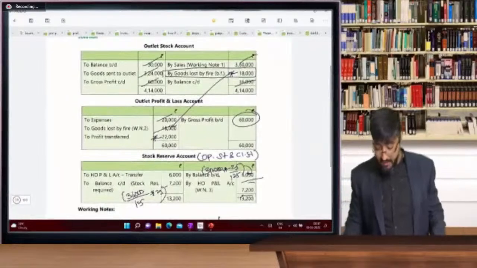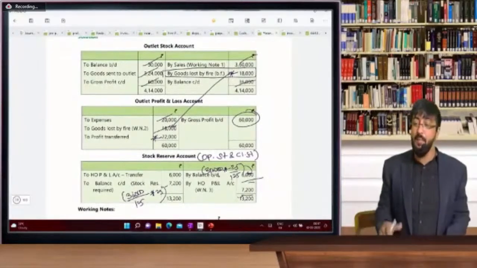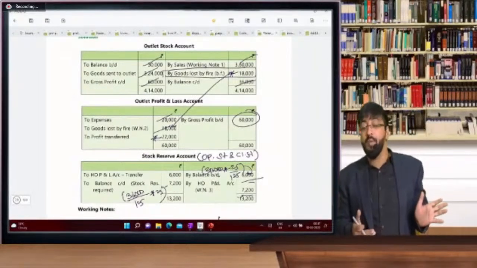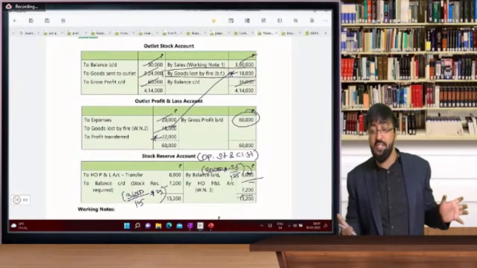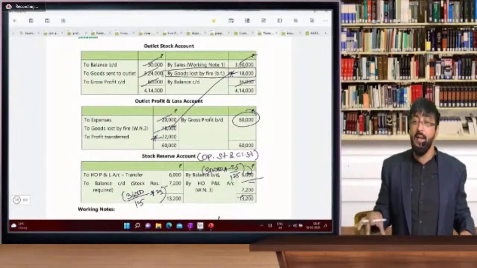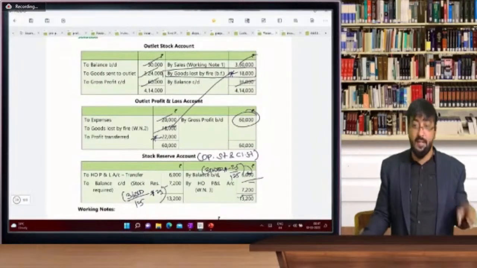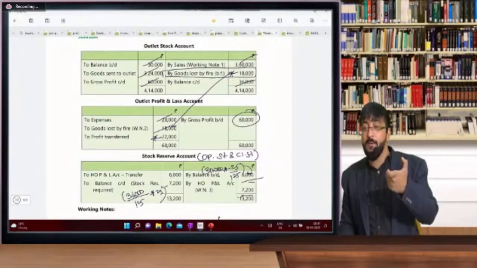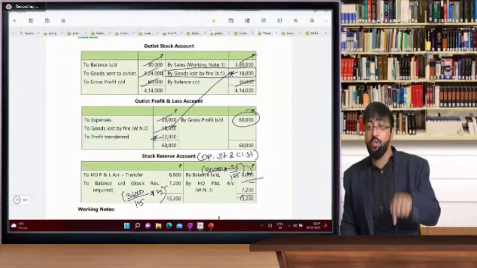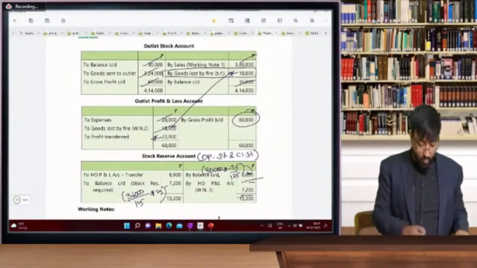Yes, so balancing figure in this question. This is similar to ILU 5, but in ILU 5 you are getting the balancing figure some different amount. That is the gross profit say closing stock. So closing stock is a balancing figure in ILU 5, and in ILU 8 goods lost by fire is a balancing figure. So make the difference. ILU 5 and ILU 8 are similar. Only the difference is that in ILU 5 closing stock is a balancing figure, and here goods lost by fire is a balancing figure. Otherwise both are same.